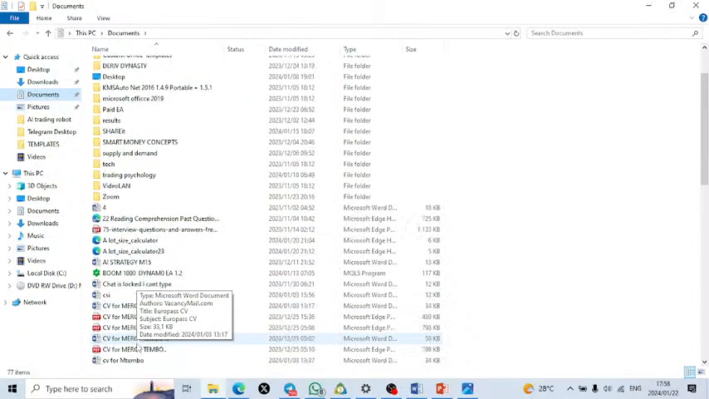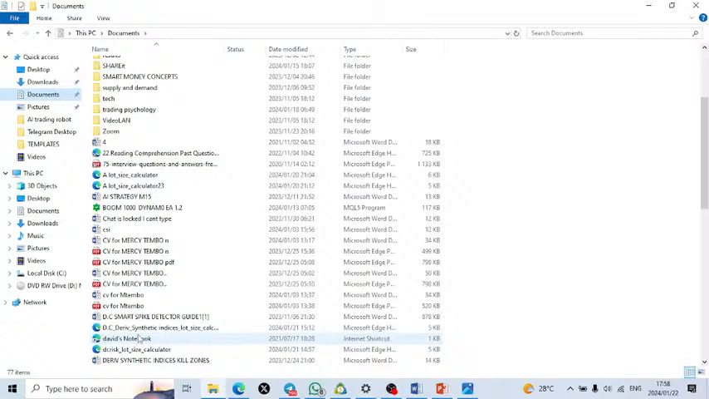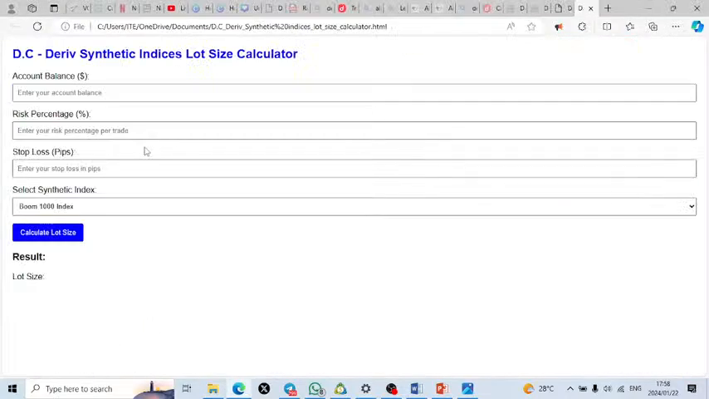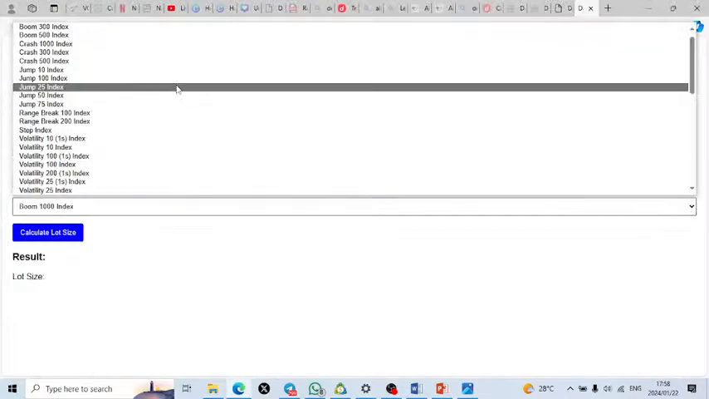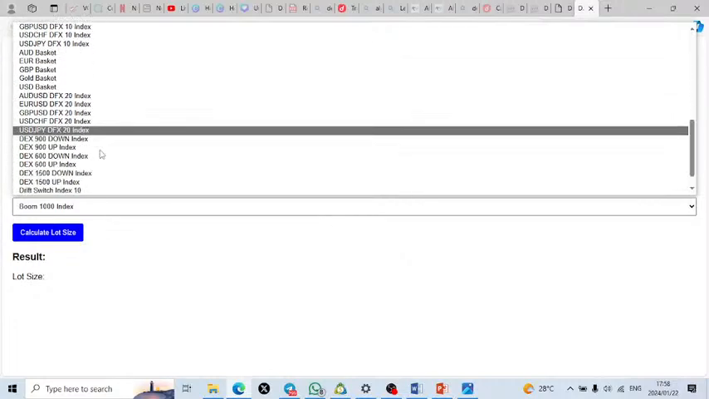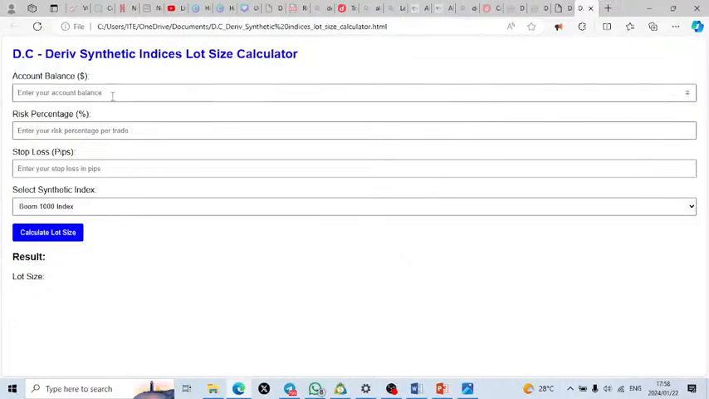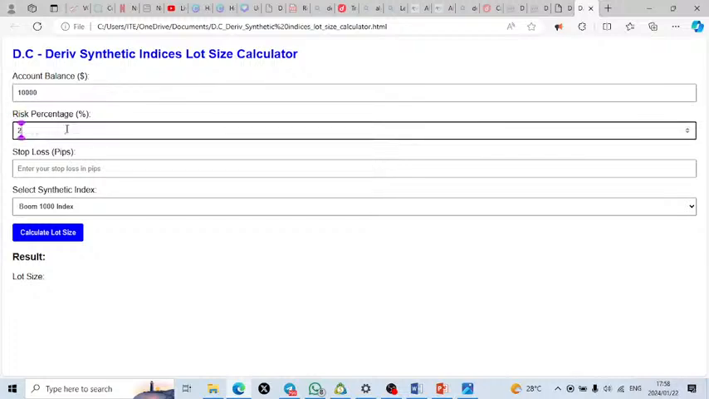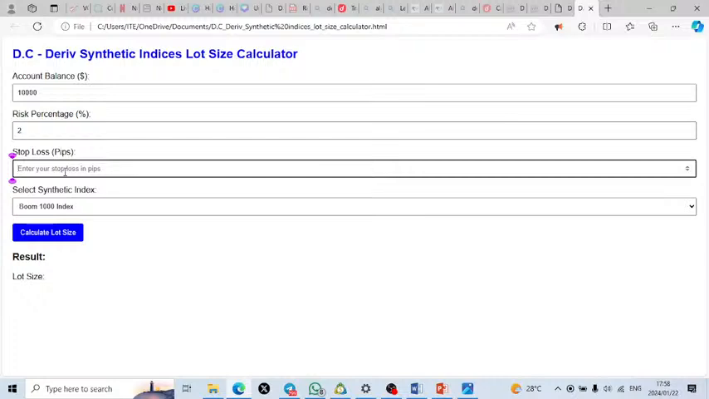Okay. I designed this over the weekend. This one is my own calculator. It has all the indices that we need for Boom and Crash. So assuming that you have, let's just say, 10,000 US dollars, you're risking 2%. We said 2% is the standard, but you can go as low as 1% or even 3%. So let's just take 2%, and your stop loss probably is 100 pips. So we'll be trading Boom 1,000.